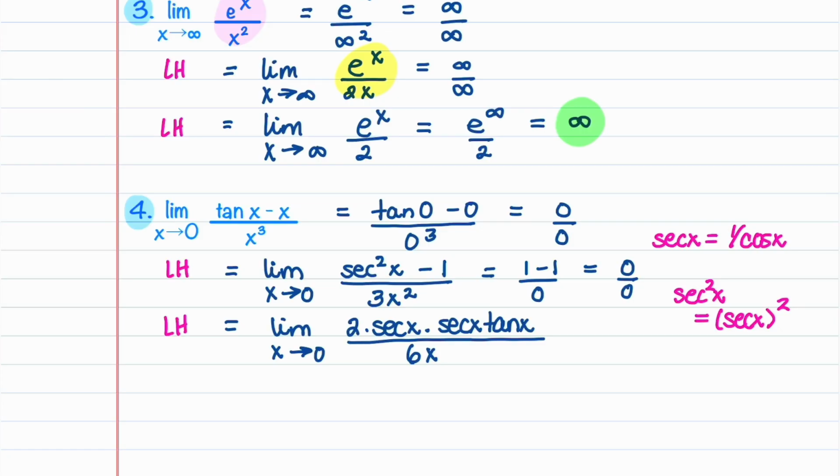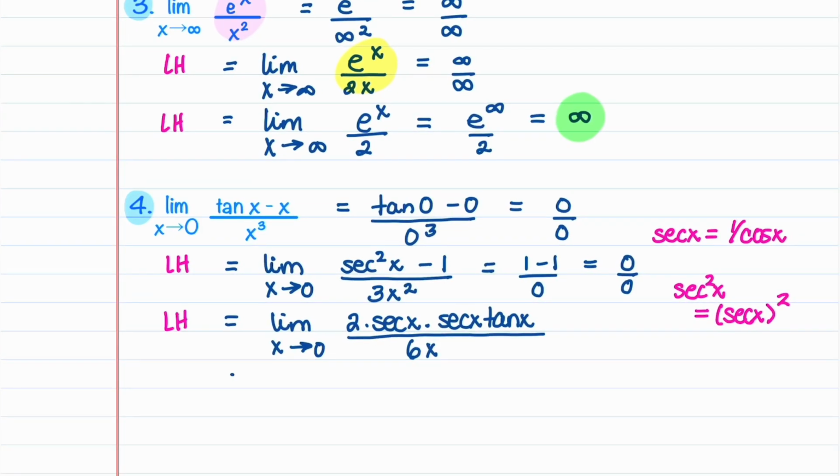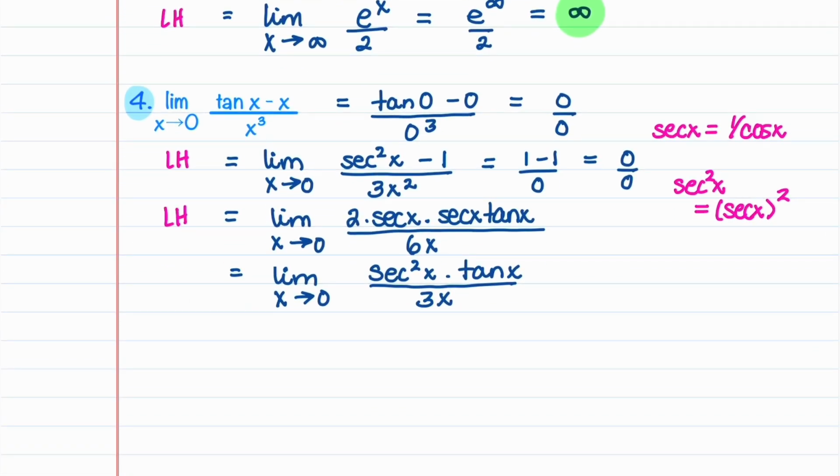Now, one thing that's really helpful to do when you're using L'Hopital's rule is, when you get to a point like this, before you go ahead and substitute in that x is 0, it's really helpful to simplify the function. And that's what we're going to do. We're going to write this as the limit as x goes to 0 of secant squared x tangent x, all divided by 3x. Now we can go ahead and substitute in that x is equal to 0.